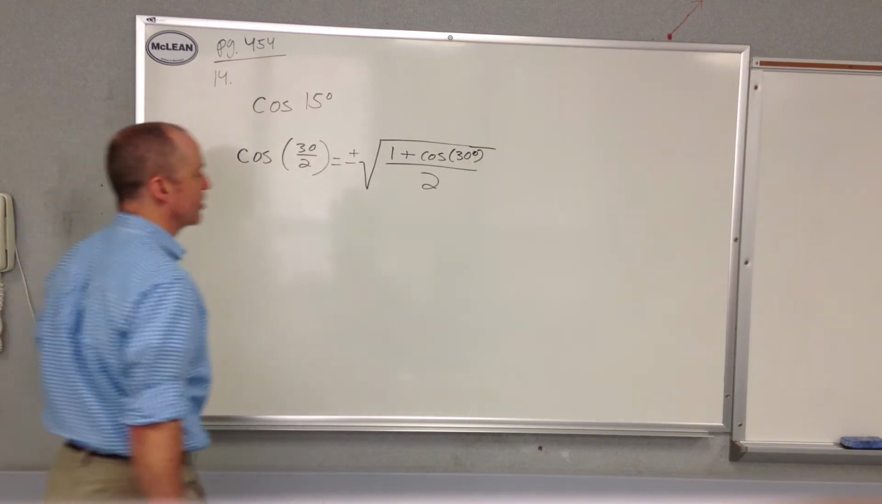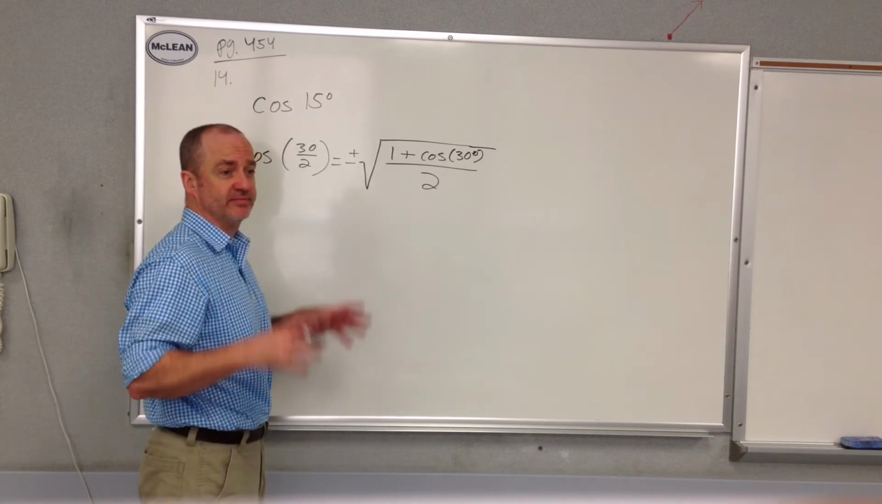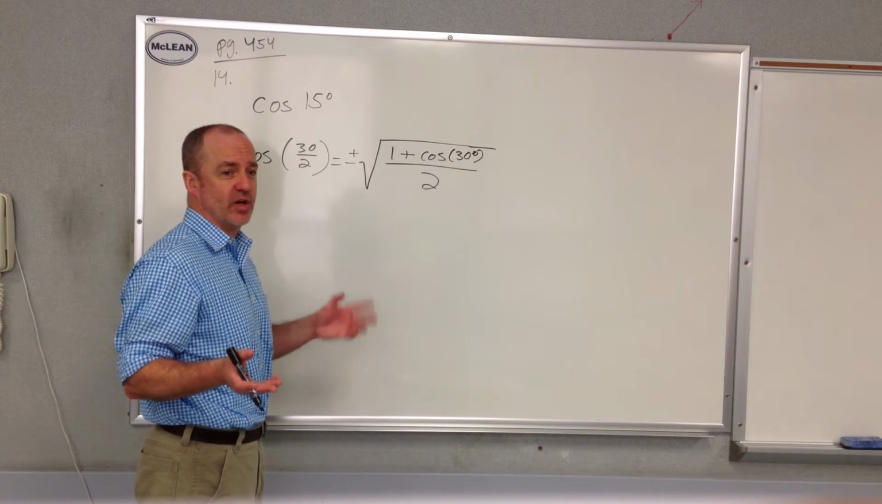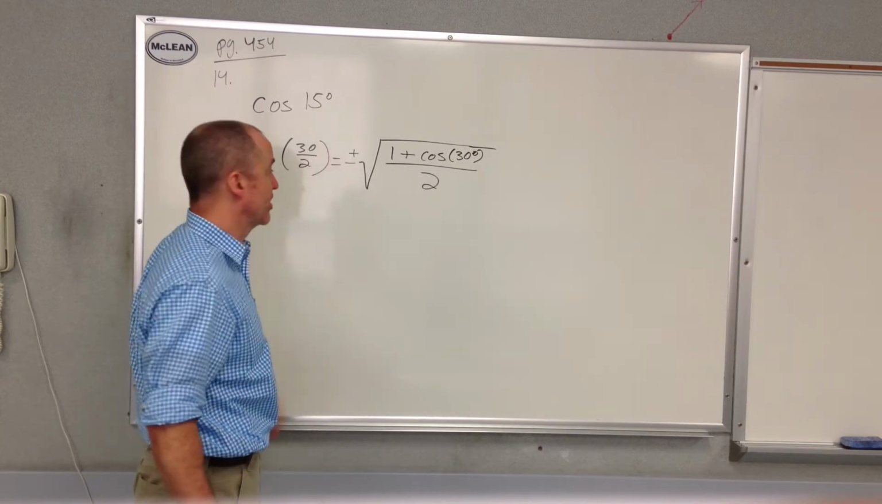cosine 15 degrees, what quadrant is that in? On the unit circle. It's quadrant 1, right? So cosine's positive. So we'll only be dealing with positive, we can ignore the negative here.